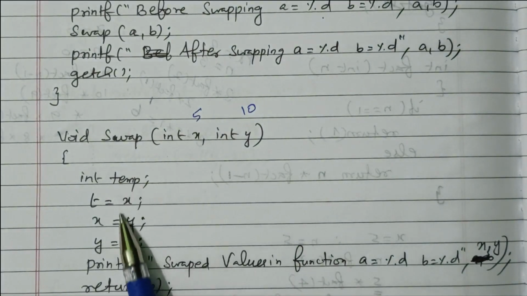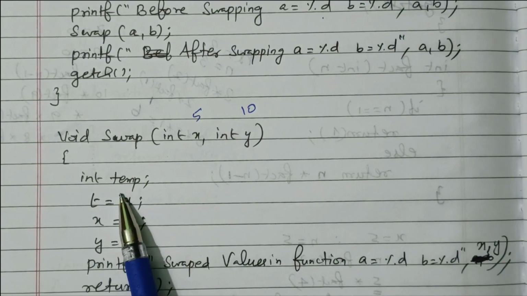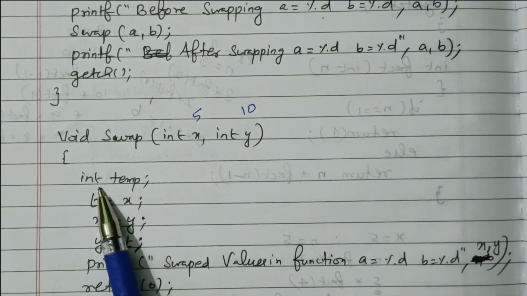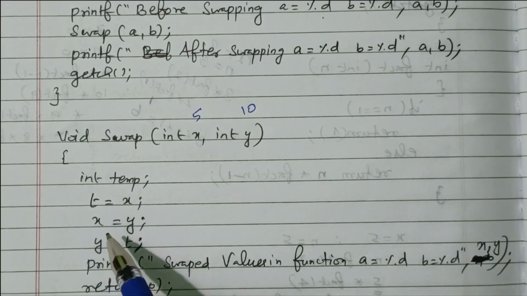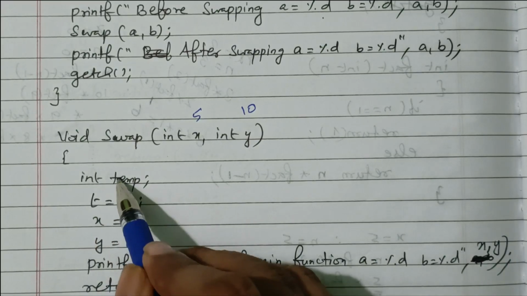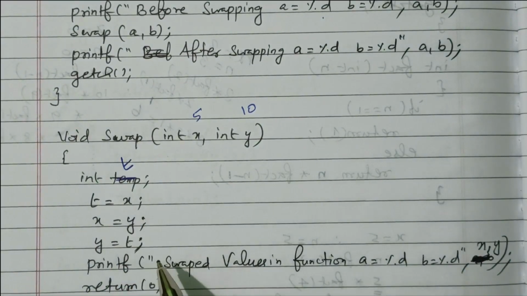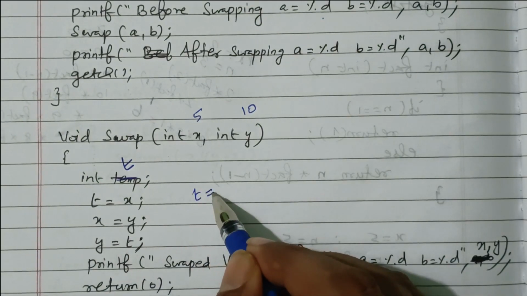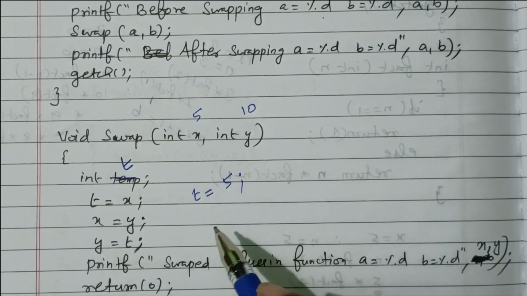So in this program, what are we doing? While swapping we need one temporary variable. We declare a temporary variable, which we'll declare as t. We will declare int t. So t = x. t = x means what is the value? 5. That means 5 is stored in t.